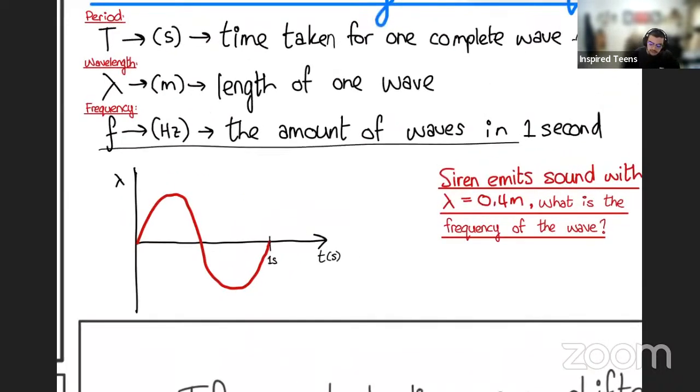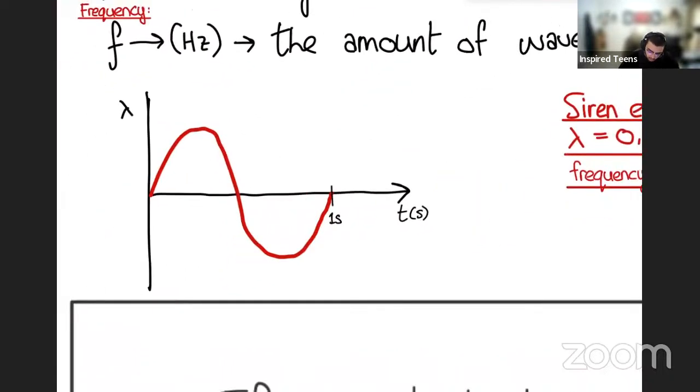Now, frequency's definition is the amount of waves in 1 second. So how many waves do we have here in 1 second? We have one wave. So the frequency of this wave is 1 hertz. Literally, its frequency is 1 because it's one wave in 1 second. Then we can talk about the next type of wave.